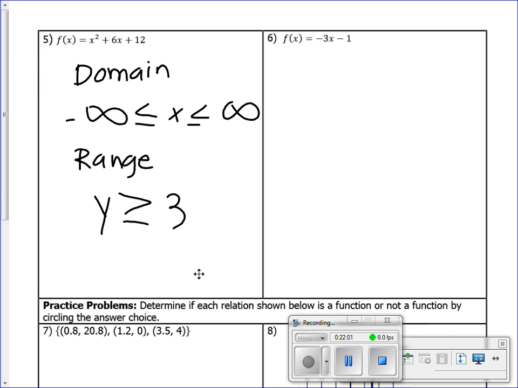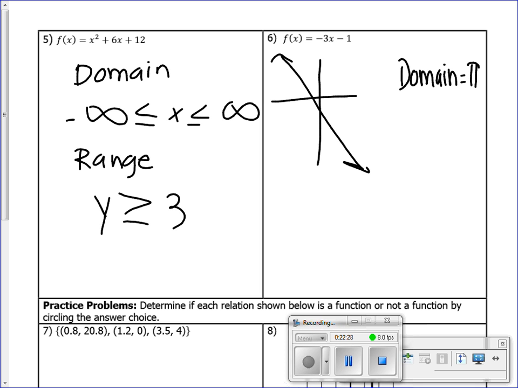For number 6, again, we're going to plug this into our calculator. And when you plug it into your calculator, you should get a line, a line that looks something similar to this. So if we look at this line, our domain is all real numbers, so it's approaching negative infinity and positive infinity, and the same thing with your range.